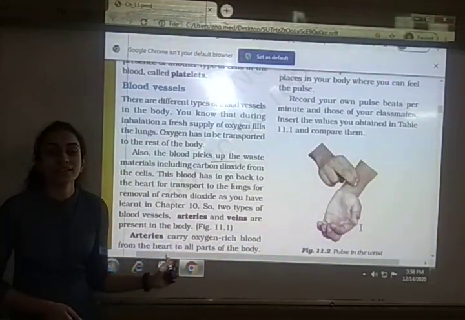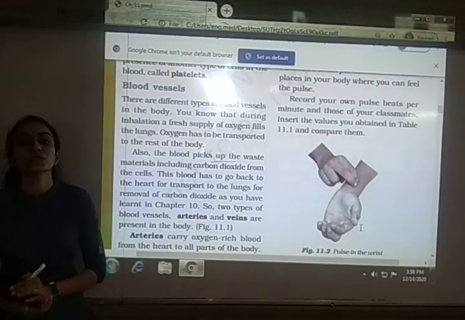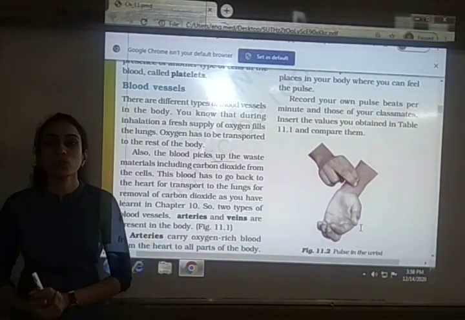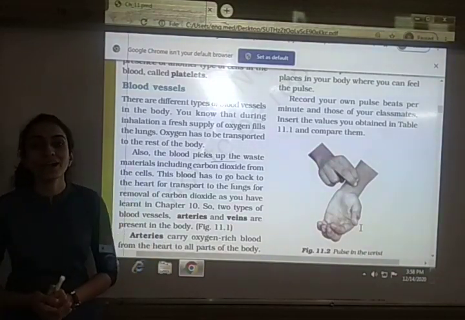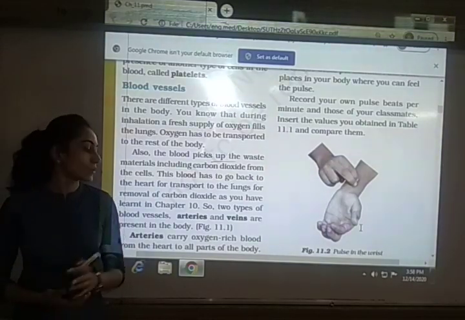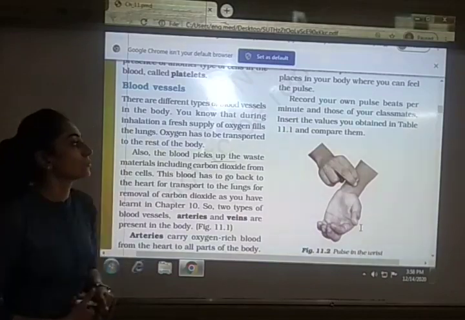Arteries are the blood vessels which carry blood rich in oxygen from the heart to the rest of the body parts. The blood flowing in these arteries is at high pressure, so that's why the walls of these arteries are thick and elastic.